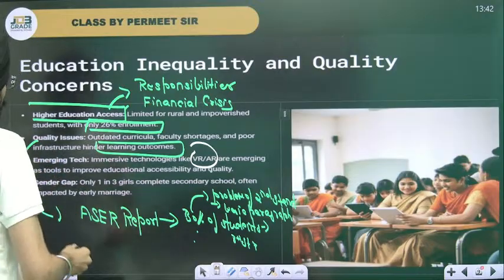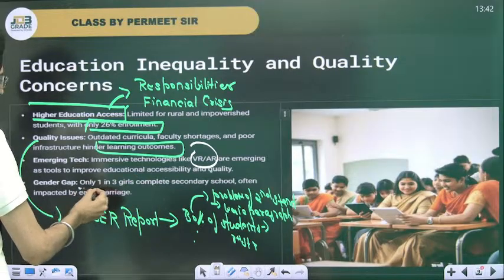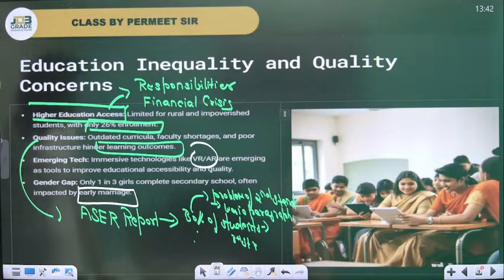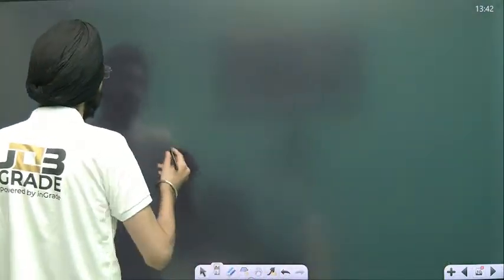Okay. Gender gap: only 1 in 3 girls complete secondary school, often impacted by early marriage. This has been another case. Why do women drop out?